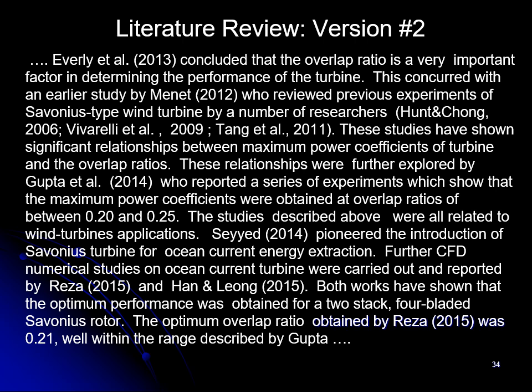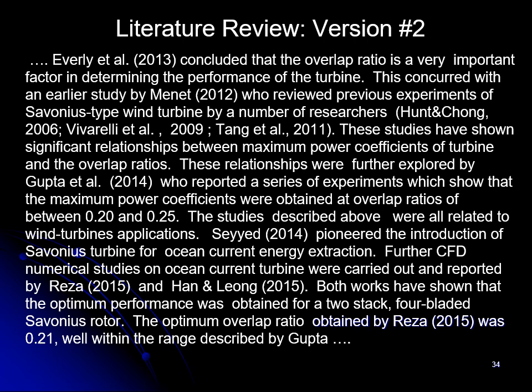So we see the relationship from Everly to Manet. Manet connected the previous studies by previous researchers to what Everly has concluded, and this relationship was further explored by Gupta. He reported a series of experiments, and he found the overlap ratios to be 0.2 to 0.25. And then the author says the studies described above were all related to wind turbine application. Said pioneered the introduction of 77 for ocean current energy. Further CFD studies on ocean current turbine were carried out and reported by Reda.